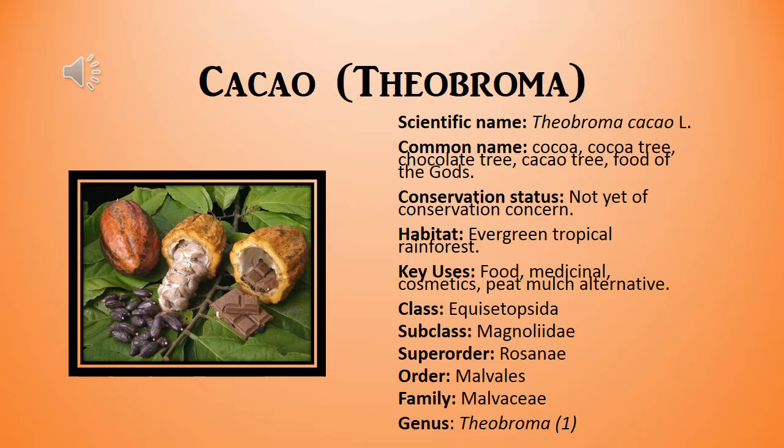Its scientific name is Theobroma cacao. It has a lot of common names such as cocoa, cocoa tree, chocolate tree, cacao tree, and food of the gods. Its conservation status is not yet a concern among people. Its habitat is a tropical rainforest. It has a lot of uses such as in food, medicinal, cosmetics, peat mulch, alternative, among others. And there are a lot of characteristics of the cacao, such as its class, subclass, and so on and so forth.